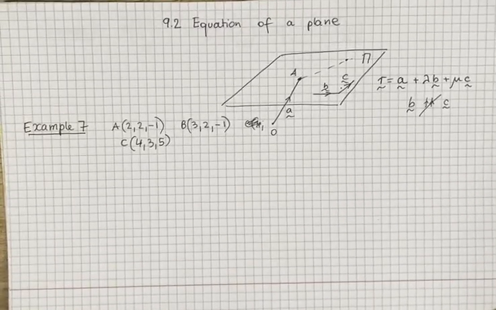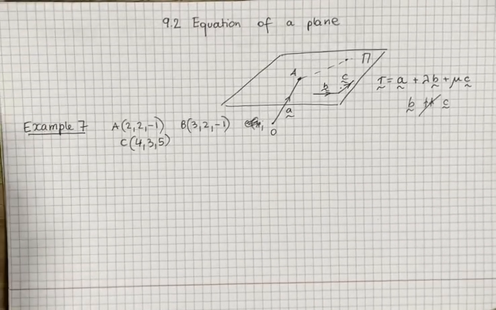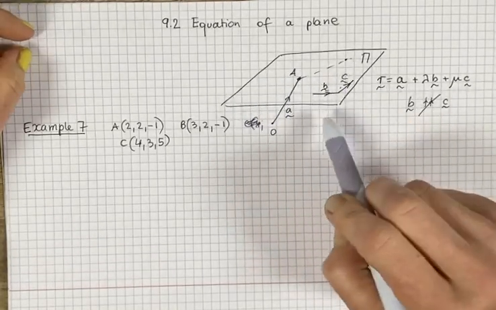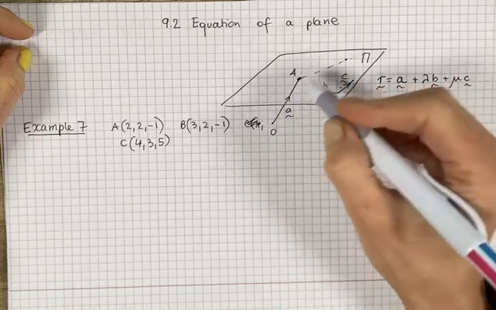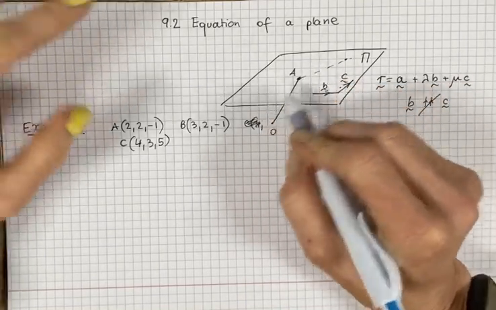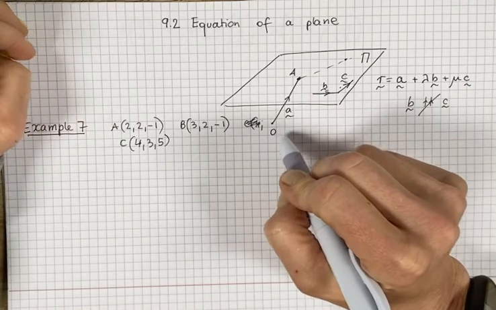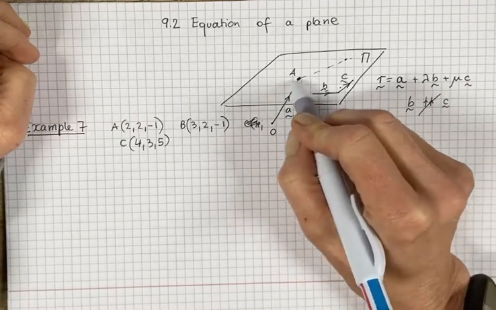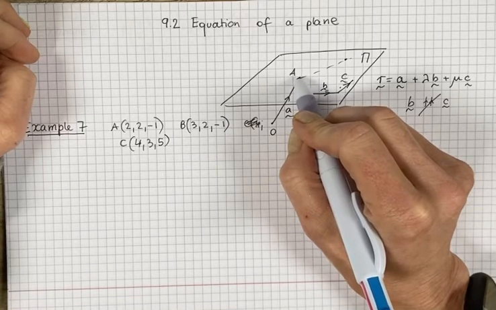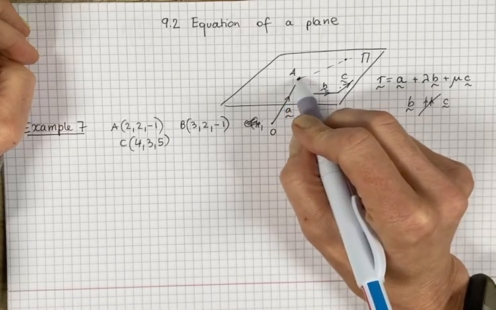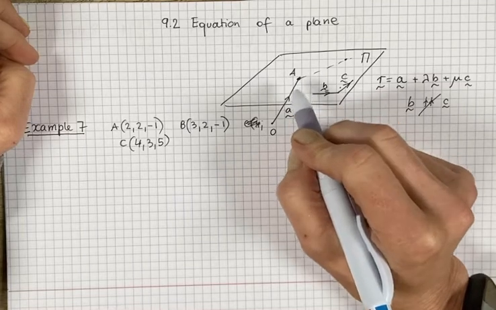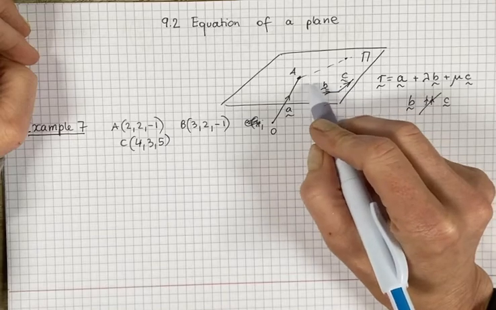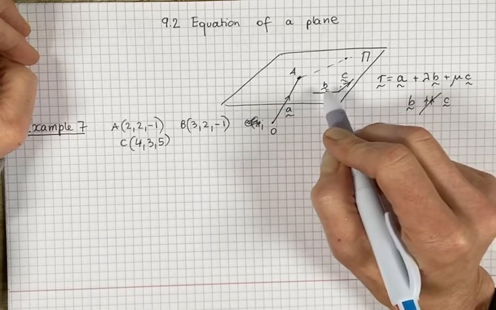Section 9.2, equation of a plane, obviously in 3 dimensions. So here's a picture of a plane. You've got a point A. In order to describe a plane, really you need to get to that plane. So you need to have one point on that plane, and then in order to get to any point on that plane from point A, you need to have 2 direction vectors B and C. Those direction vectors will allow you to get to any point whatsoever.